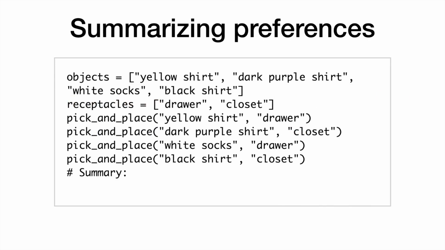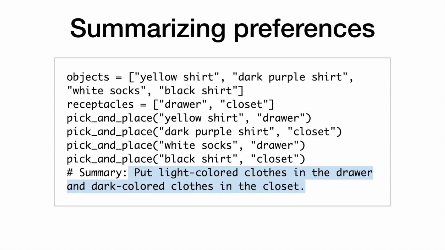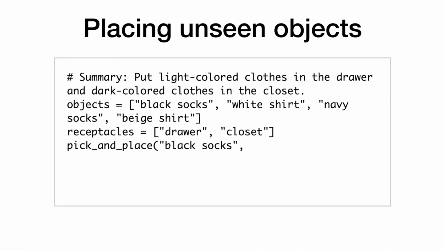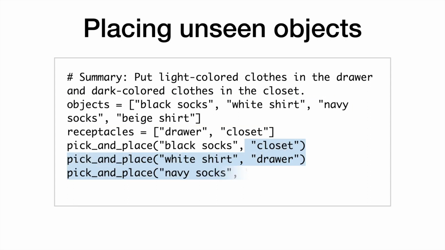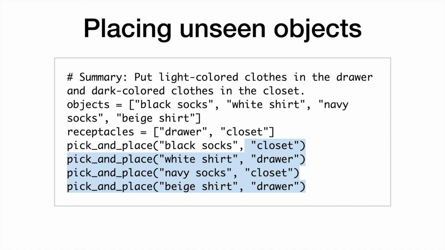Here's a concrete example of how this approach works with GPT-3. For the summarization step, we give 4 example placements to the language model, specifying that shirts and socks go into either the drawer or the closet. The language model will then output a summary that reflects the preferences expressed in these examples. We can then give the summary back to the language model, along with a set of novel unseen objects. The language model will then output where each unseen object should go.